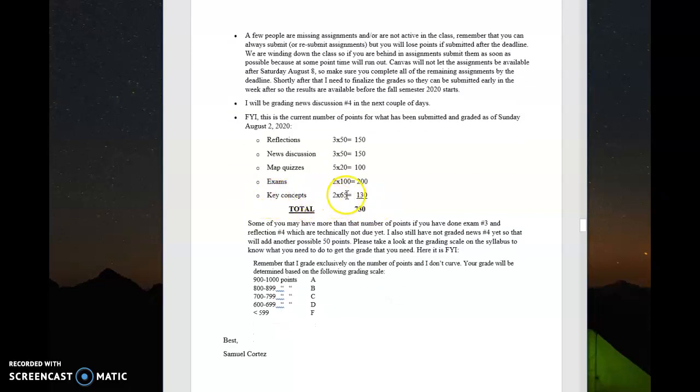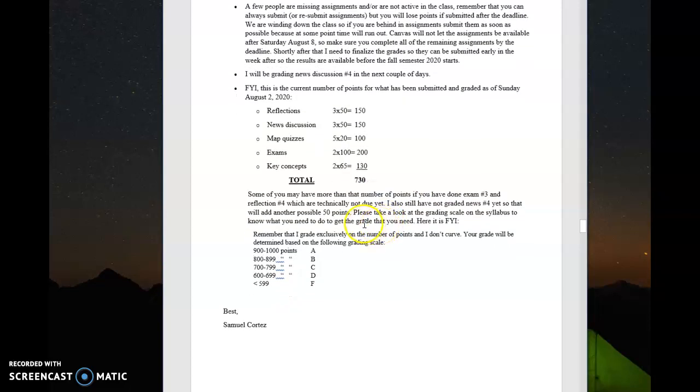Key concepts, 2 times 65, 130. So the total is 730 points. Some of you may have more than that if you have done exam 3 and reflection 4, which are technically not due yet. I also have not graded news number 4 yet, so that will add another possible 50 points. Please take a look at the grading scale on the syllabus to know what you need to do to get the grade that you need.